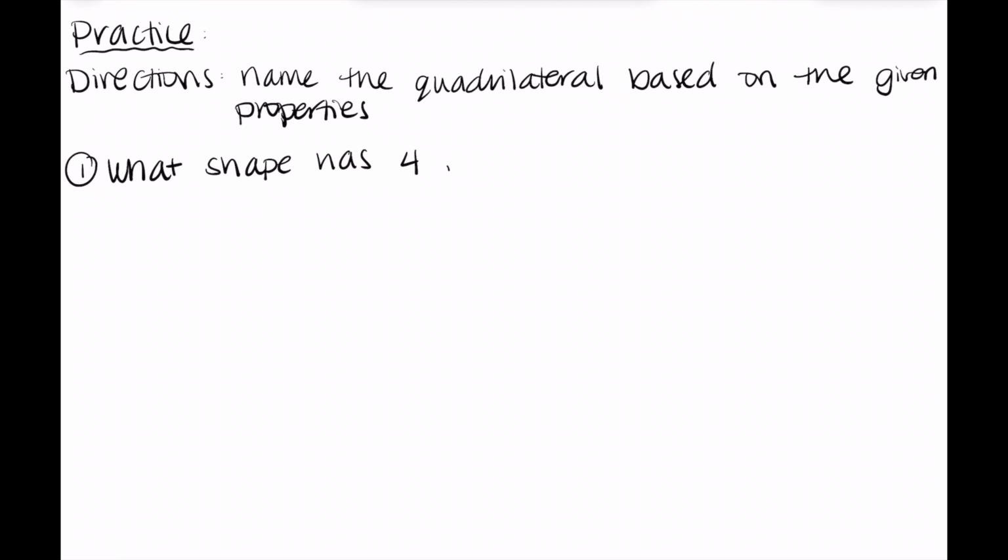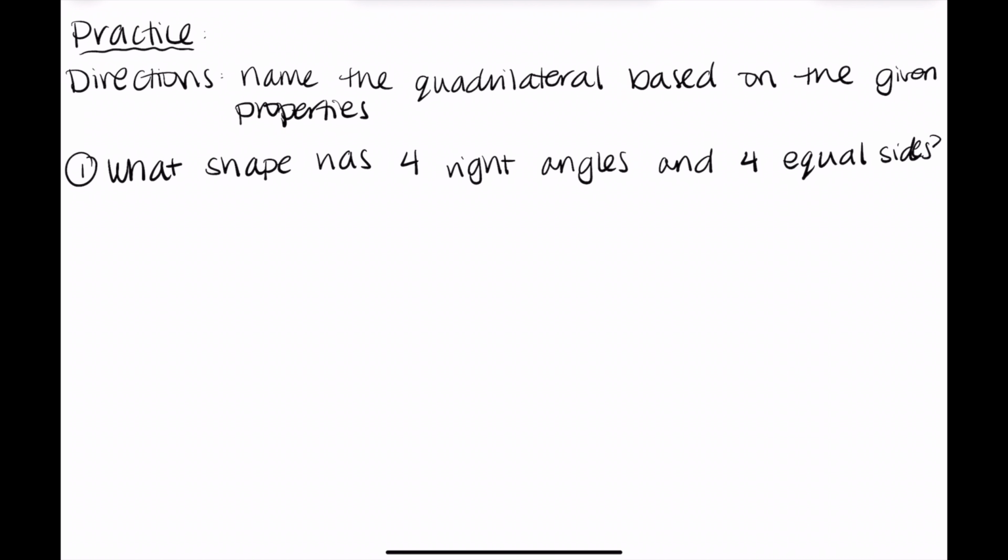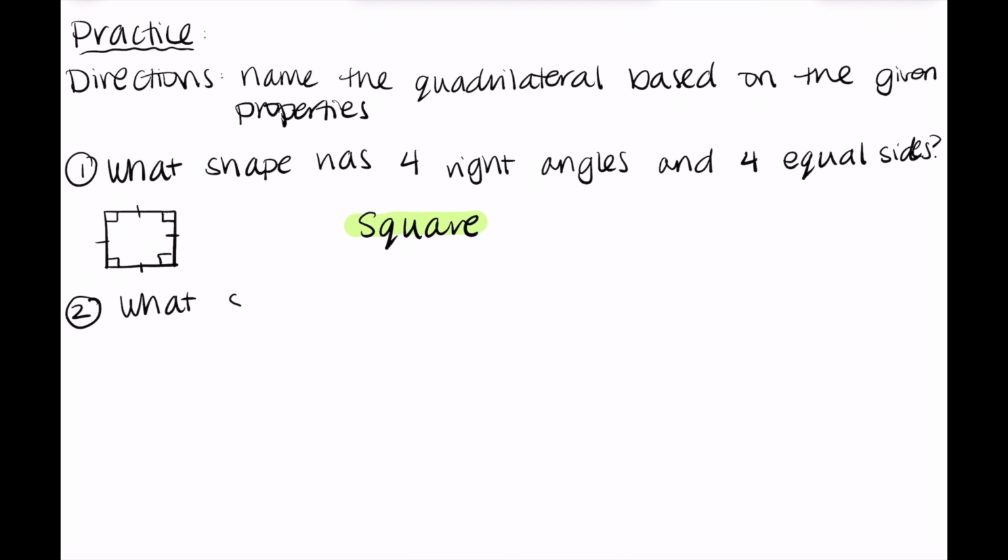So for number one, it says, what shape has four right angles and four equal sides? So in order to figure out what this quadrilateral could be, let's try to draw it out. So it has four right angles and four equal sides, and that looks like a square to me, right? So for number one, we would have square.